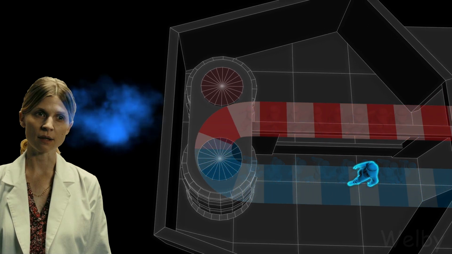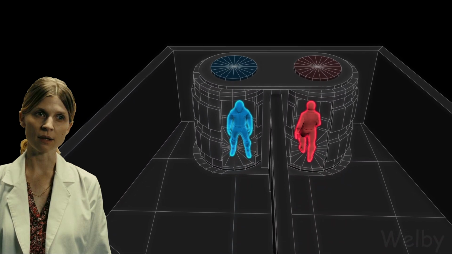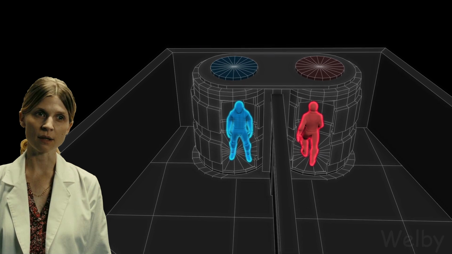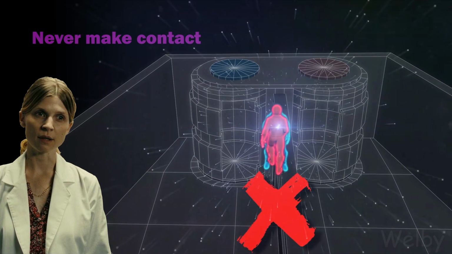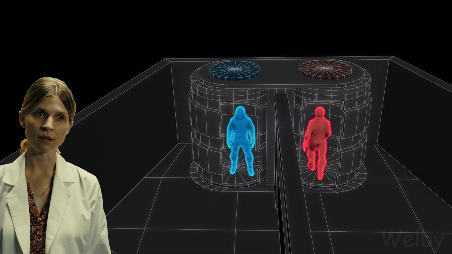One of the dangers noted by Wheeler is that the two should never make contact or risk annihilation. The turnstiles are designed to prevent the two subjects from overlapping during the process.